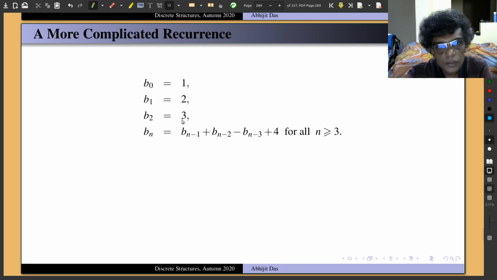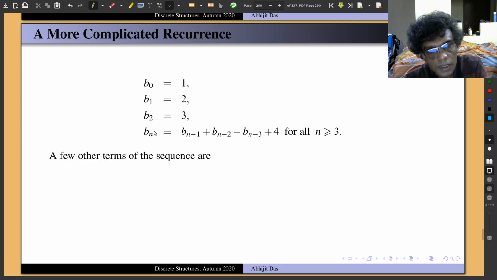Okay. So each term depends on 3 previous terms. Therefore, to start with, I require 3 initial conditions. Here I arbitrarily took these as 1, 2 and 3. Okay, it could be any 3 constant values. Okay. So, now I want to find an explicit formula for bn. Once again I use the theory of generating functions, but before doing that, let us see first few terms of the sequence.